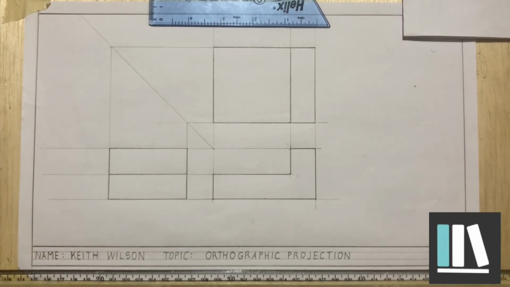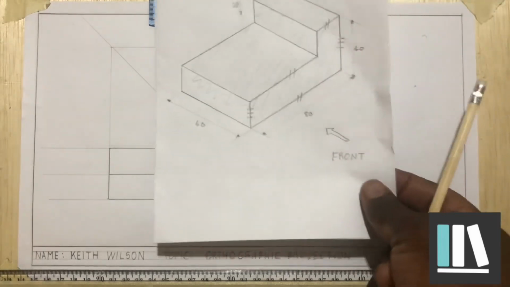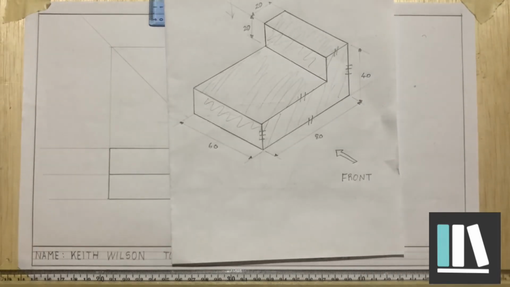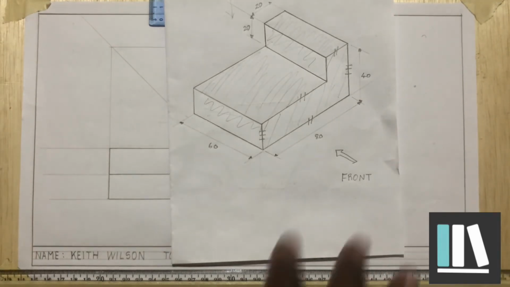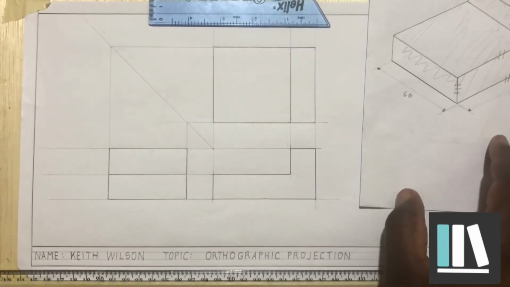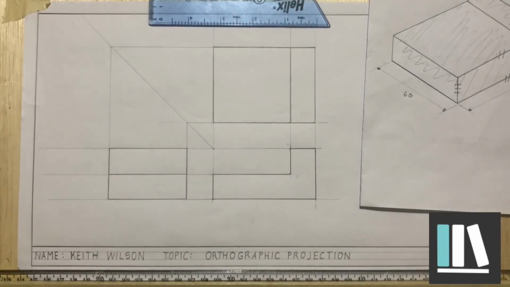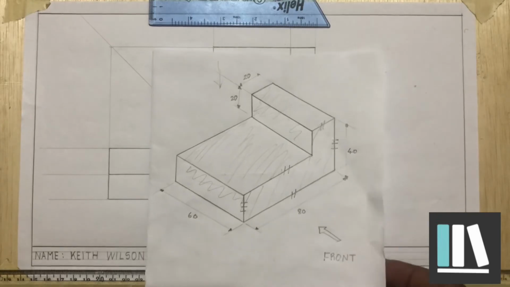Okay, so this is how you would draw the orthographic representation of this isometric object.